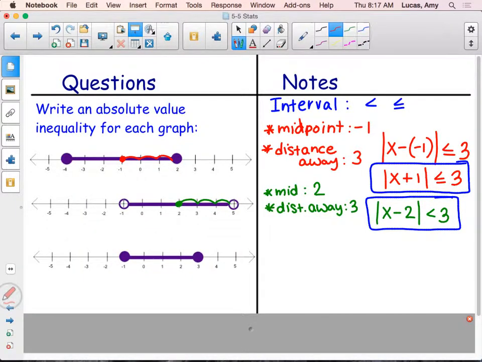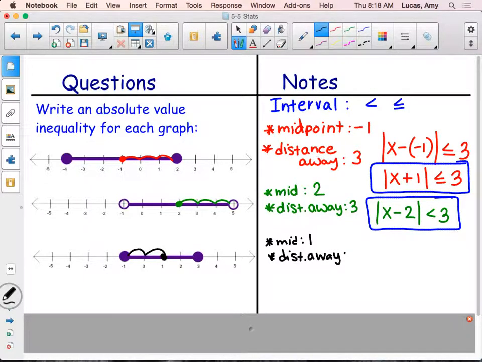Okay, my last one. The midpoint is 1. And the distance away on this one is 2 in each direction. So, x minus 1, my midpoint, is less than or equal to 2 units away.